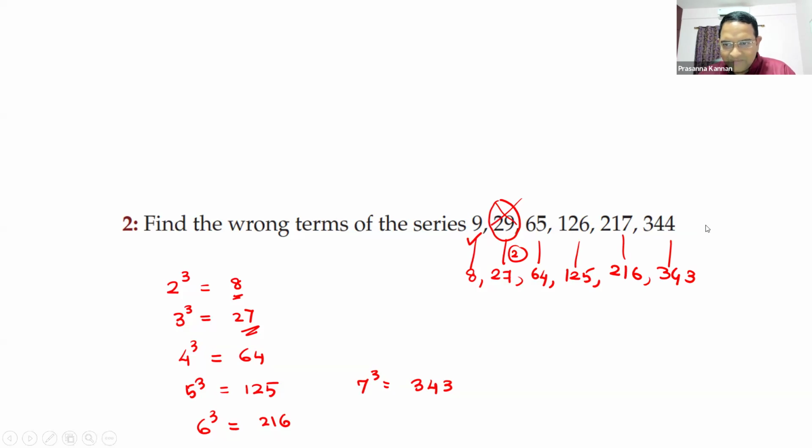Did you understand this? So usually, one thing you can consider is difference. Another thing that you can consider is square. Another thing that you can consider is cube, correct? With more and more practice, you will get an idea of how questions are given.